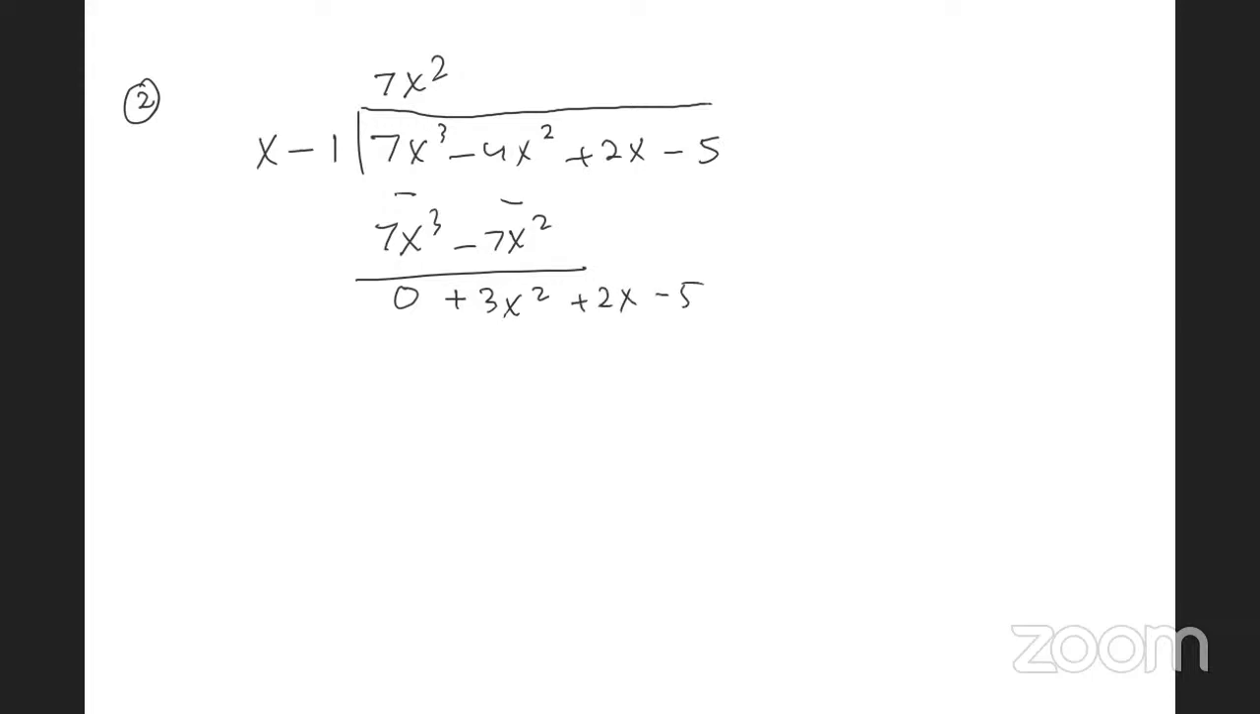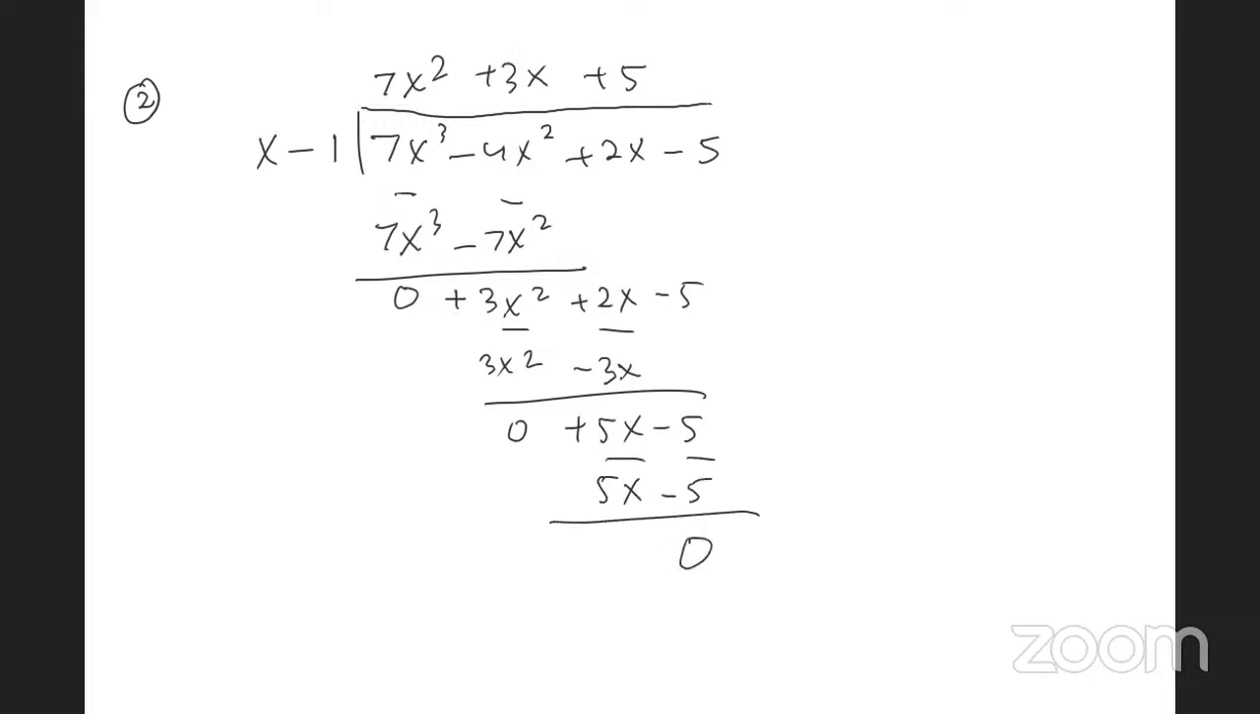X into 3x squared is 3x. 3x by x is 3x squared, 3x by minus 1 is minus 3x. Subtract, right? We get 0 here, we get plus 5x minus 5. All right? Now x into 5x is positive 5. 5 by x is 5x. 5 by minus 1 is minus 5. Subtract, 0. Right? So what does that say about x minus 1? It's a factor. Okay? So x minus 1 is a factor.